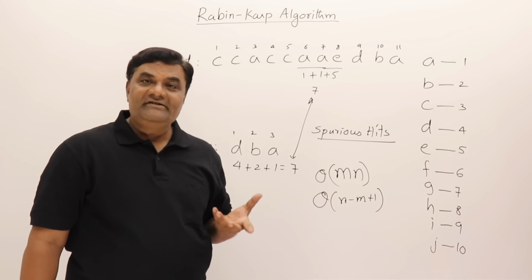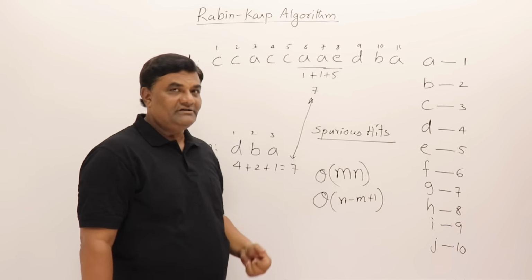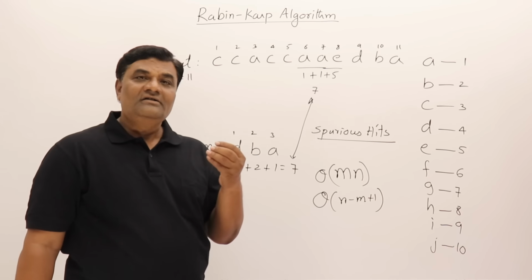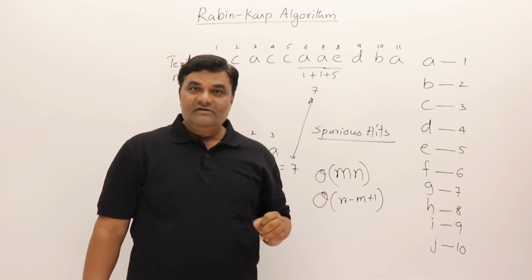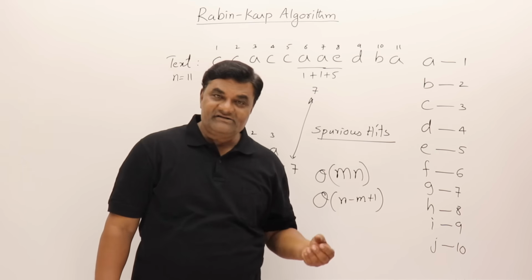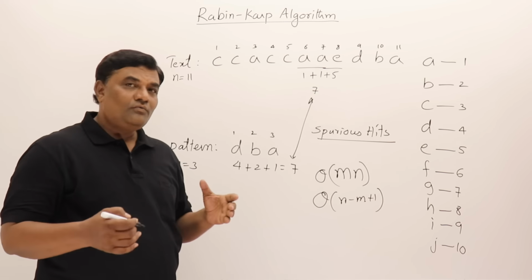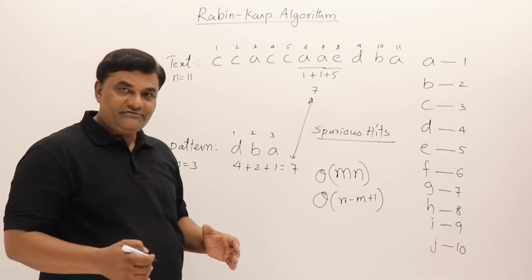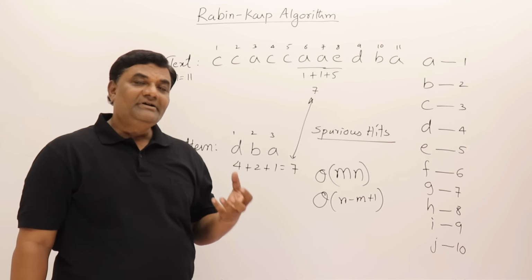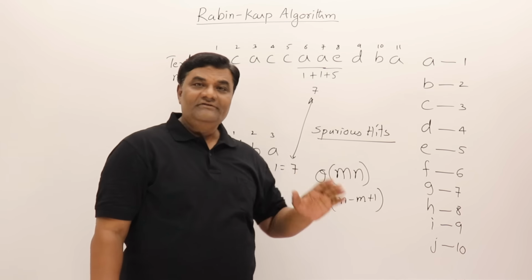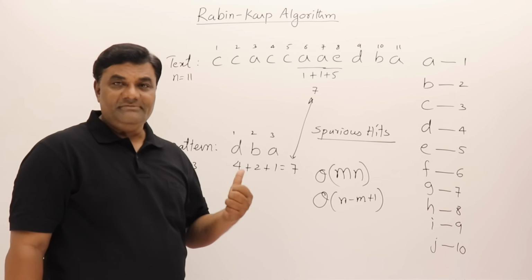So how to avoid spurious hits? This is because of the hash function. We selected a very simple hash function because of which these hits are happening. To avoid these spurious hits, we have to take a strong hash function. So what is the idea of hash function given by Rabin-Karp? Now we will be completing the algorithm. I will show you the actual hash function that is suggested by Rabin-Karp.